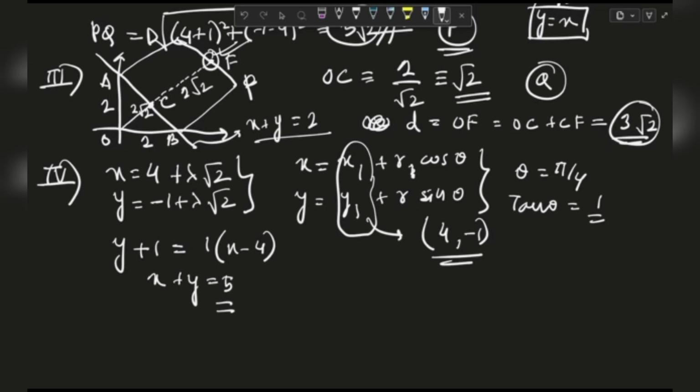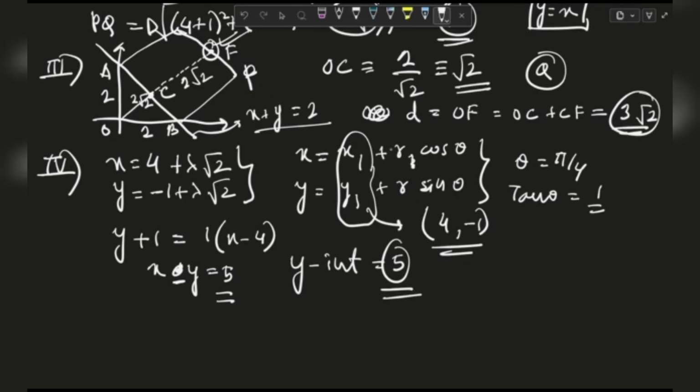Just a minute. Okay, this was not x plus y, it is x minus y. Yeah, x minus y equal to 5. So plain simple, we have to find out the y-intercept, which comes out to be 5. Pretty simple. Actually, this question was very simple. Now let's look at the options once and verify. So I looked at the options and the y-intercept is in option R.